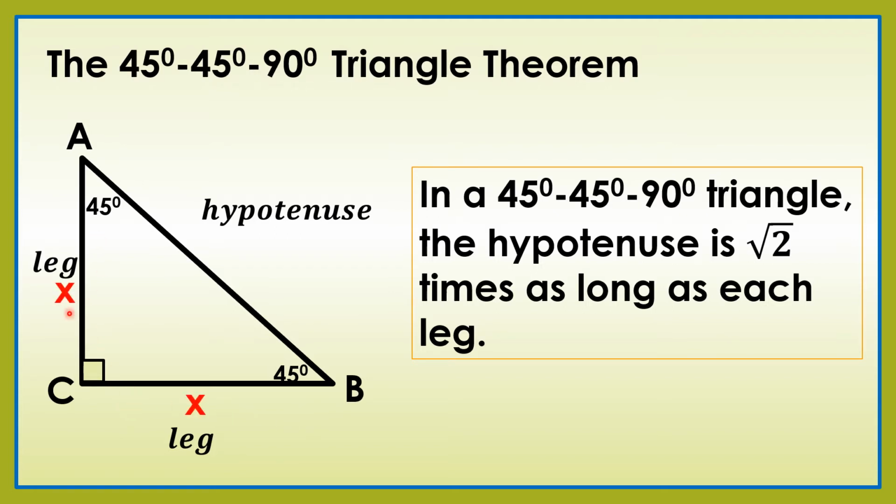So, sa 45-45-90 degrees, equal ang pareho nating legs. Yung CB at yung CA. So, pareho lang. Then, ang ating hypotenuse ay leg times the square root of 2, or that is x square root of 2. So, ito yung kailangan natin para masolve yung ating problem mamaya.